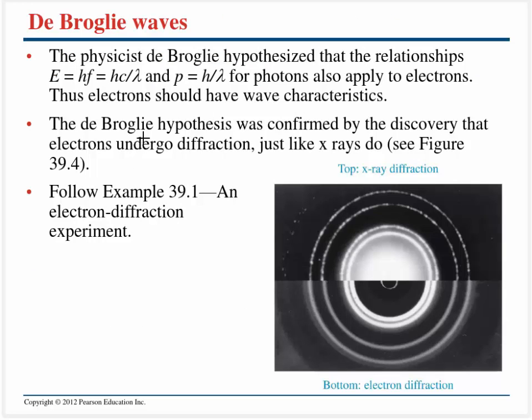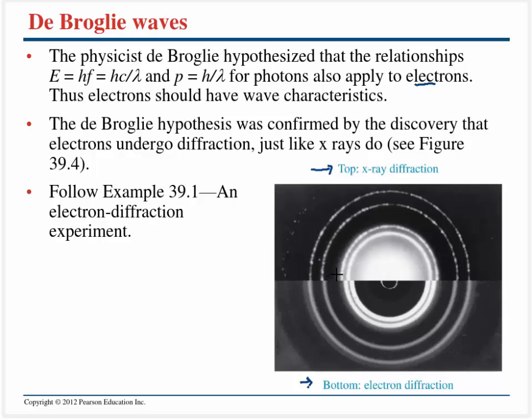So if de Broglie waves do exist and we can treat electrons as having wave characteristics, then electrons should be able to undergo diffraction, and they should be able to interfere just like photons do. And it turns out that this does happen. If we take a look at the diffraction pattern from a circular aperture using both X-rays as well as electrons, you can see the aperture down here, and the diffraction rings coming around it.